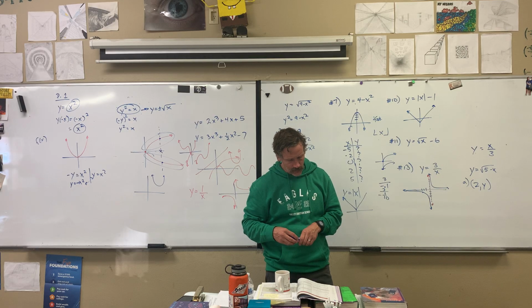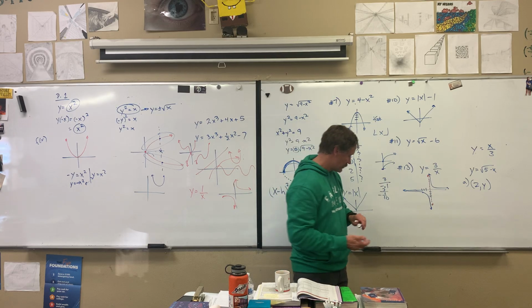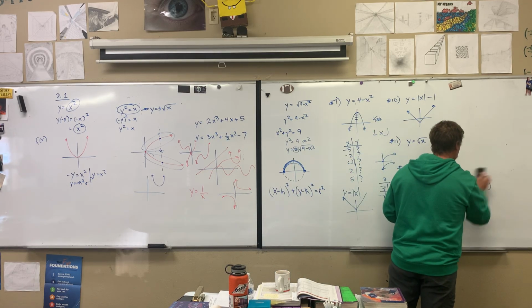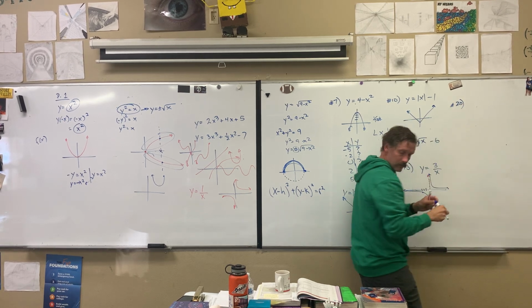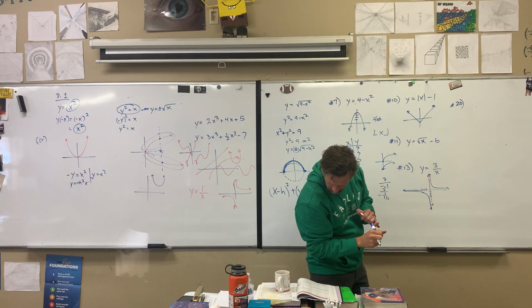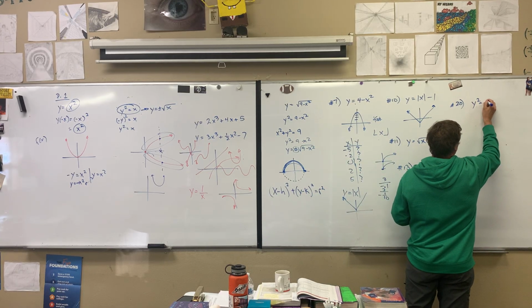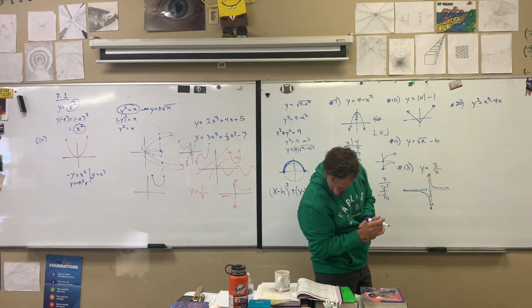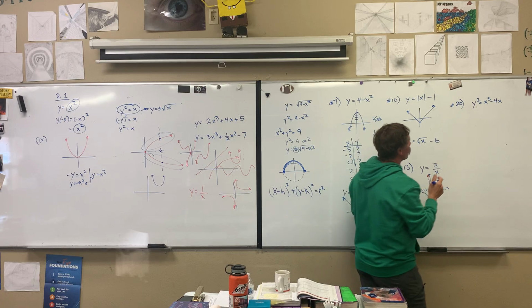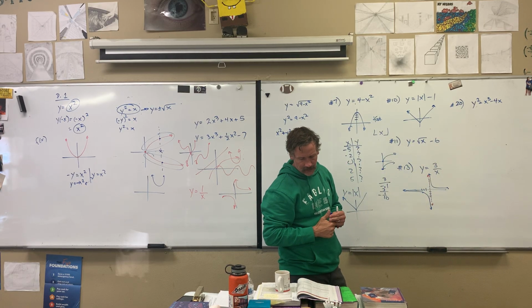Okay, 17 through 26, it says find any intercepts. So if we look at number 20, what does it state for us? Y squared is equal to x cubed minus 4x. Is it 4x or 4x squared? Y squared equals x cubed minus 4x. Yep. So on that one it says state any intercepts.